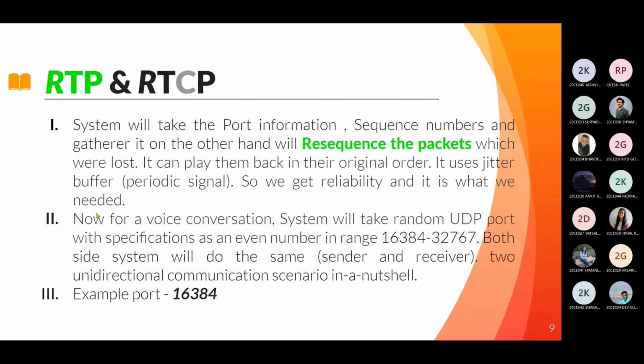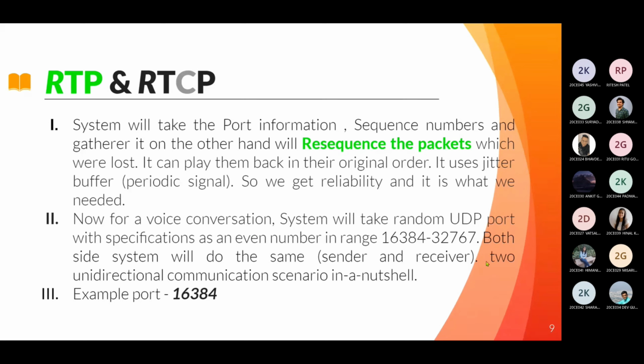Second point. Now, for a voice conversation, the system will take a random UDP port, specified as an even number in the range 16384 to 32767. So, for example, we are right now communicating. My system will take a random UDP port, which will be even and in this particular range. Both side systems will do the same. Your system will also take a random UDP port, which will also be even.